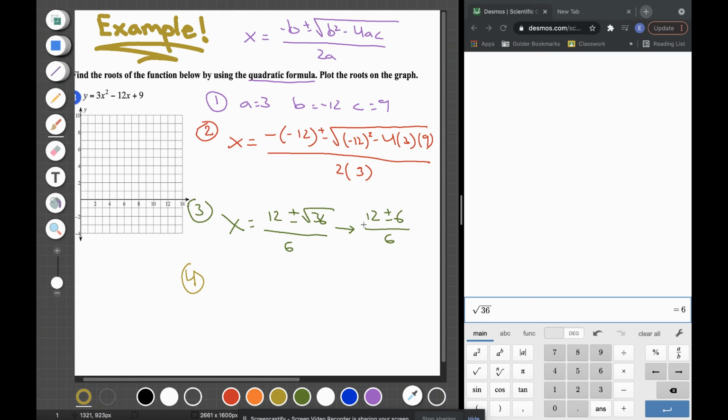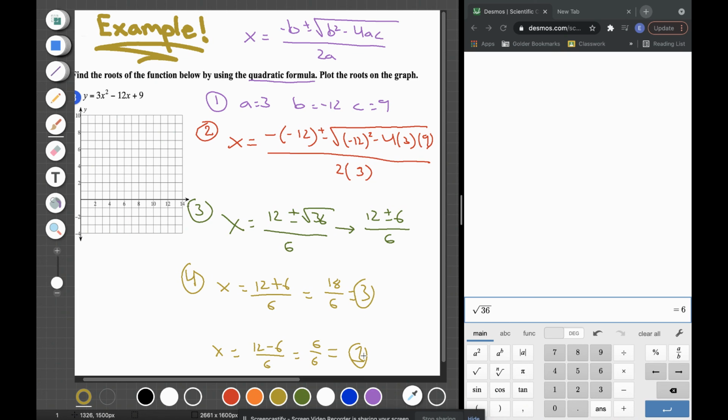So I'm going to take this and do one time where I add, one time where I subtract. So one of my answers will be x equals 12 plus 6 over 6. Well, that becomes 12 plus 6 is 18 over 6, which is 3. Okay, you can use your calculator for all of that. The other one will be x equals 12 minus 6 over 6, which equals, well, 12 minus 6 is just 6 over 6. 6 over 6 is 1.